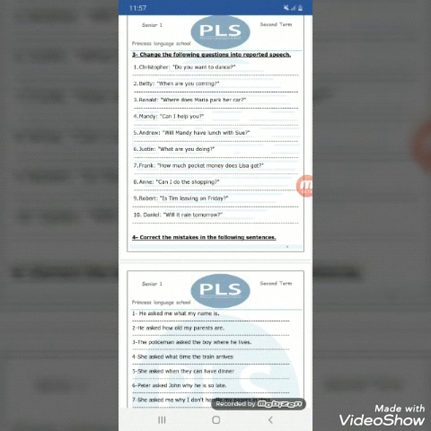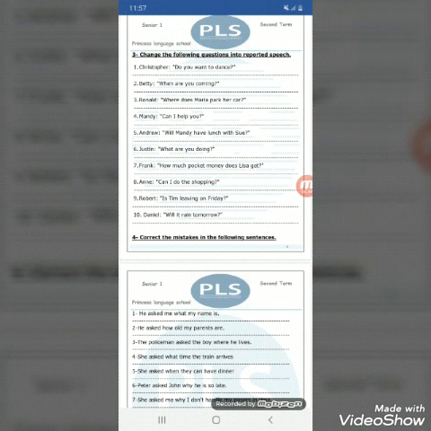Okay, number 6. Justin, what are you doing? Justin is asking me here, what are you doing? So I want to report what Justin asked me. So I will say what? What are you doing is in the present continuous. I have to turn it to past continuous. So Justin asked me, what was I doing or what I was doing? Yes, what I was doing. Because I said in the reported speech, I have to put the subject before the verb. What I was doing.